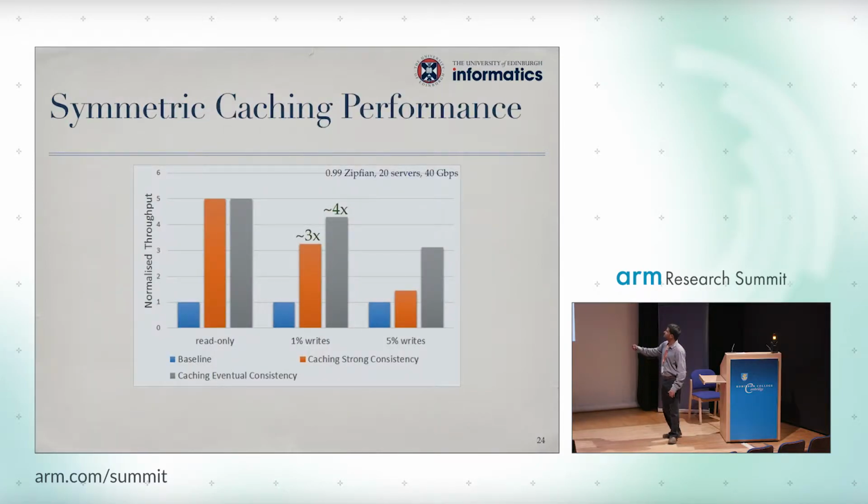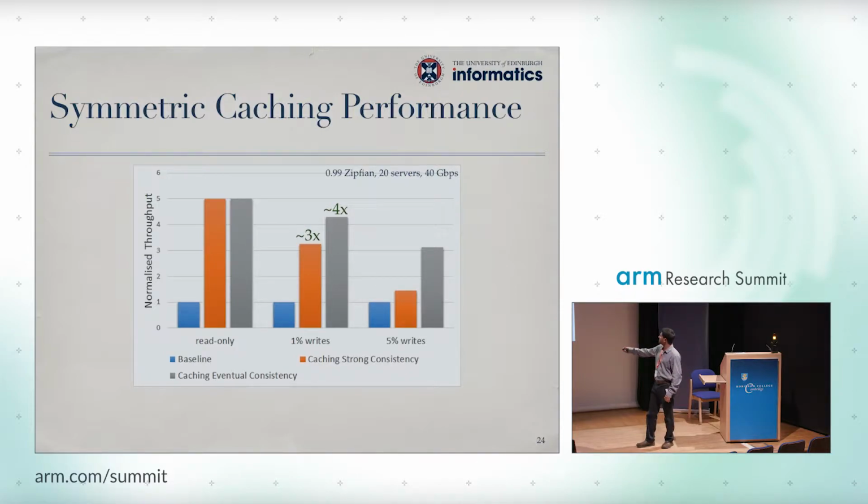Okay, so some numbers from simulations, right? This is using the same simulation infrastructure that we talked about. So basically, these are 1% writes. And the blue bar here is the baseline using RDMA, something like FaRM, right? Using RDMA, but without caching.